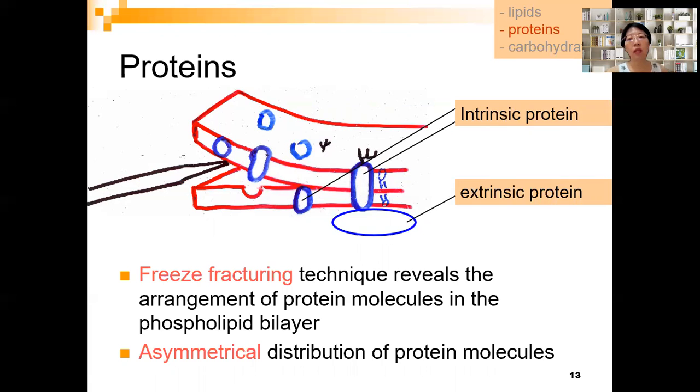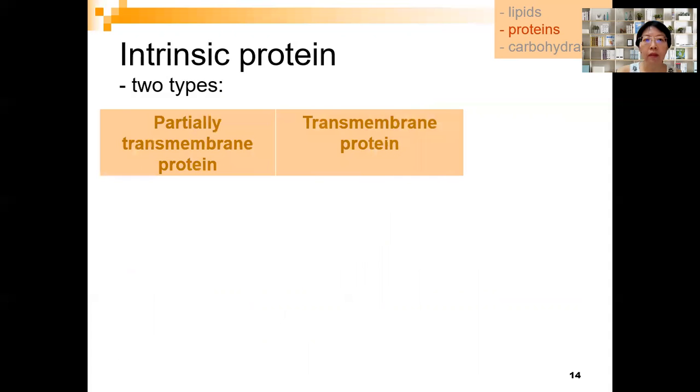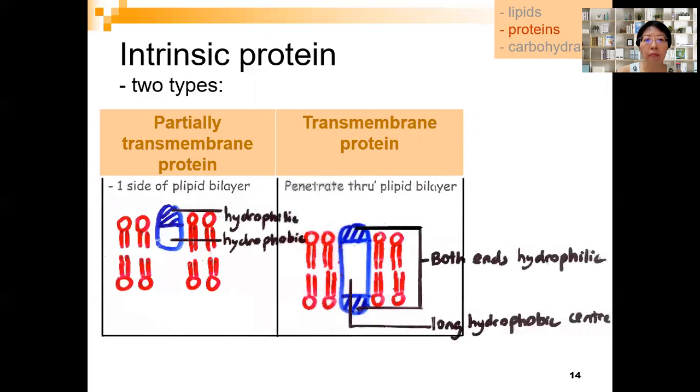Okay, so let us look at the protein. We can divide the protein into two types, either intrinsic or extrinsic. Intrinsic means found inside the phospholipid bilayer. Extrinsic means found outside the phospholipid bilayer, but attached to it. So let us look at the intrinsic protein. Intrinsic protein can be further divided into two types. One is called the partially transmembrane protein, and the second is called the transmembrane protein. So you need to draw this into your notes, okay?